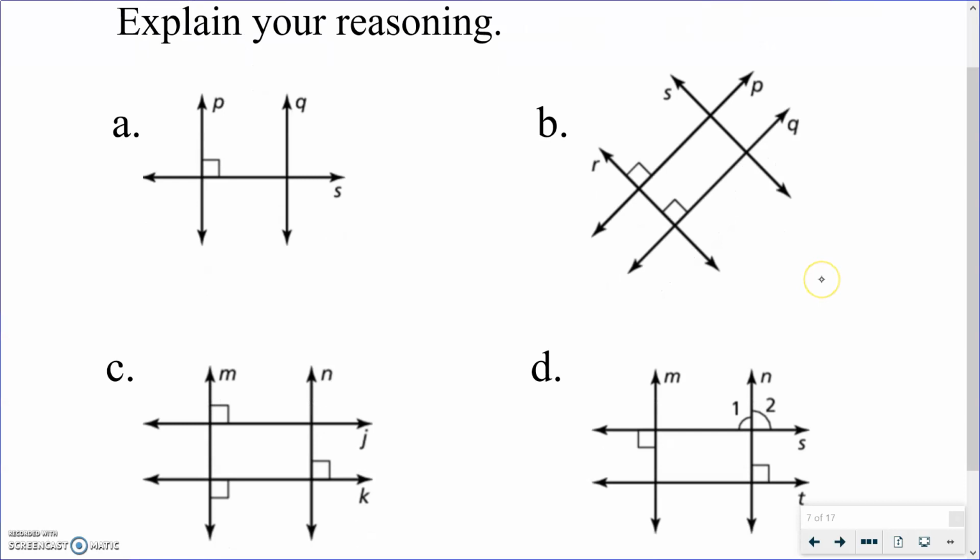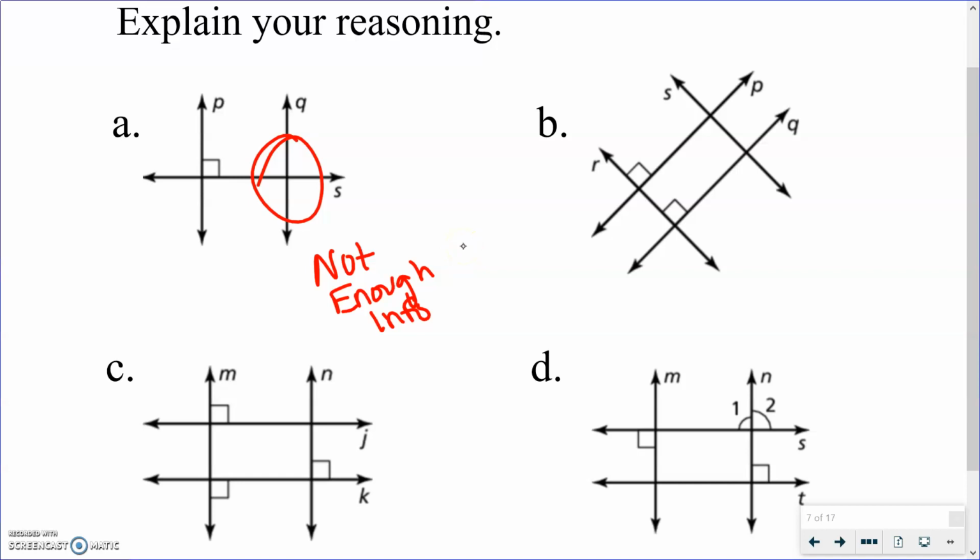So first we want to look here at P, Q, and S. The only two lines that could be parallel are P and Q. But I'm looking at this transversal S, and there is nothing labeled about that intersection, and so there is not enough information to say any lines are parallel in that diagram. So again, this is kind of from last week.